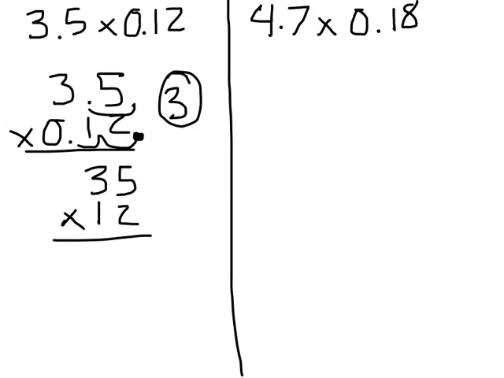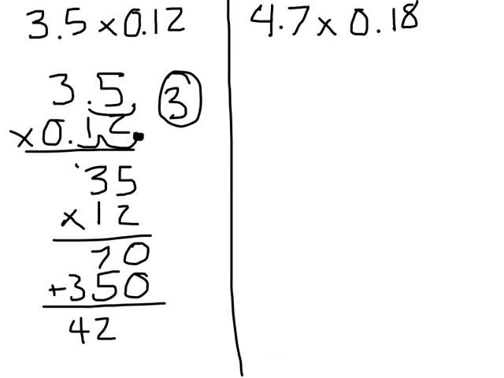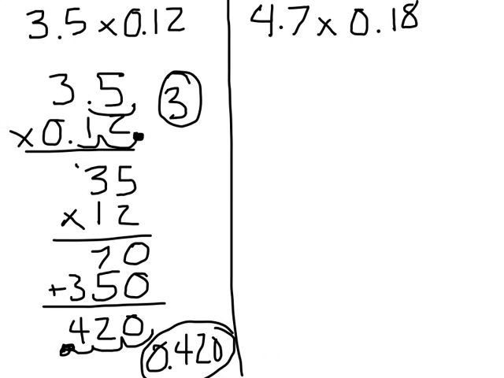After that, I can just multiply like normal. What's 35 times 12, as if there was no decimal there? Well, 5 times 2 is 10, 2 times 3 is 6, plus 1 more is 7. Drop my 0. 1 times 5 is 5, and 1 times 3 is 3. When I add, I get 420. How do I place the decimal, knowing that I need 3 digits behind the decimal point? Well, I can count over 1, 2, 3. The answer is 0 and 420 thousandths.